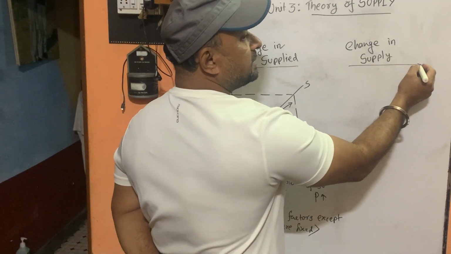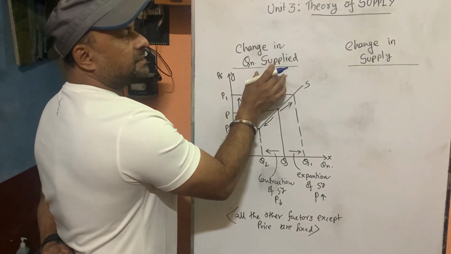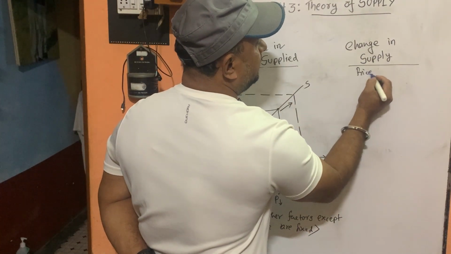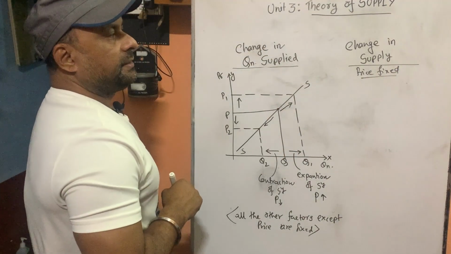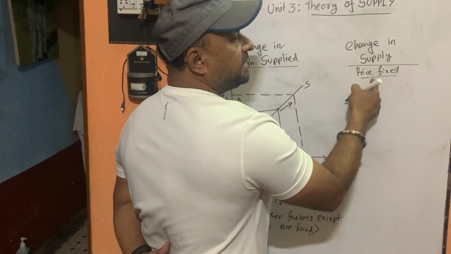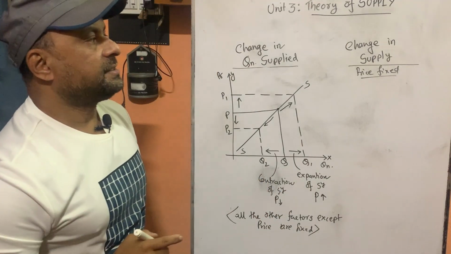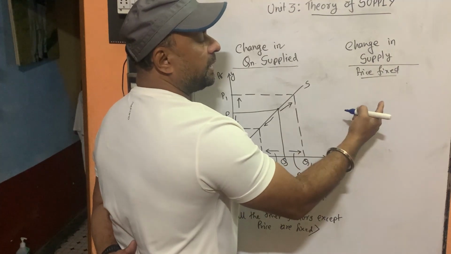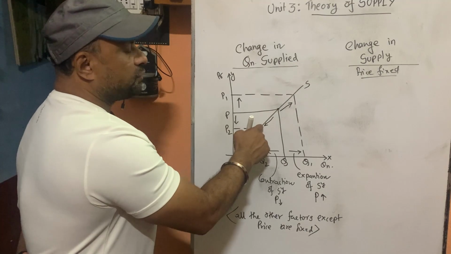Now change in supply. Here we find price is fixed, but the other factors are changing. At that time there happens change in supply. When due to change in factors other than price, supply changes, then it is change in supply. At that time the supply curve shifts from one place to another. Here the supply curve is shifting from one place to another.